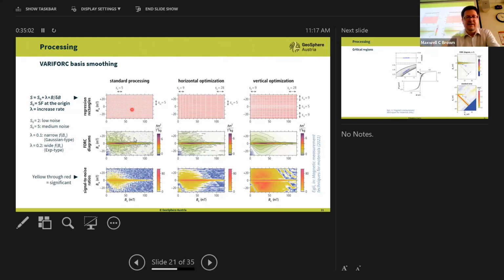And this is shown here. On the left, you see a constant smoothing factor, in this case a smoothing factor of 5, on the top. And on the bottom, you see a plot which shows the significance of the calculated FORC function. White, yellow, red means the function is significant. Blue means that it's not significant. So you see that there are large regions of the FORC space which are not significant at all.